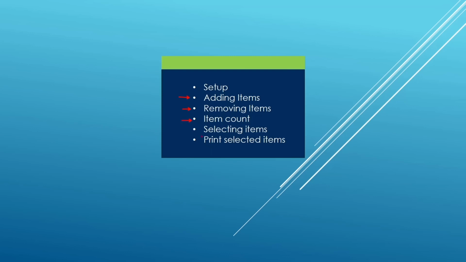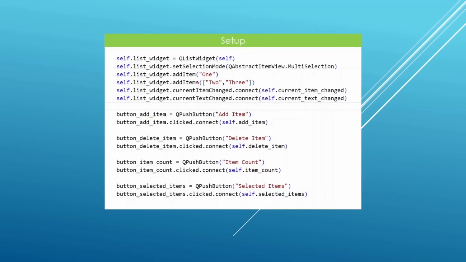We will see how to get selected items, and we will get a list of items and print them out to really give you a foundation on using this component in your own Qt applications. This is how we're going to set it up. We will have a list widget component, and this is going to be our variable.